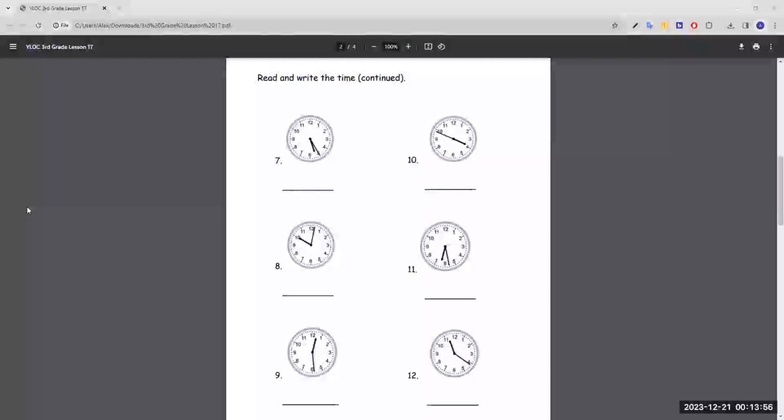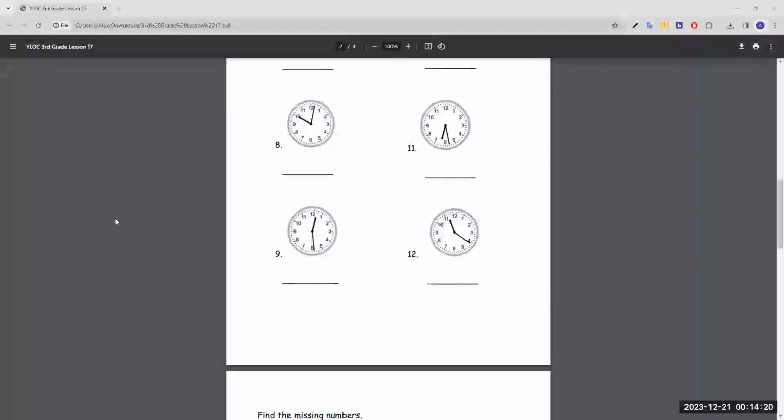Now, number 8, the hour is pointing exactly to the number 10. So it would be 10. And the minutes, it hasn't reached 1 yet, so we don't multiply anything by 5. Instead, we just look at the ticks. We see that it's pointing to the second tick, so it would be 10:02.